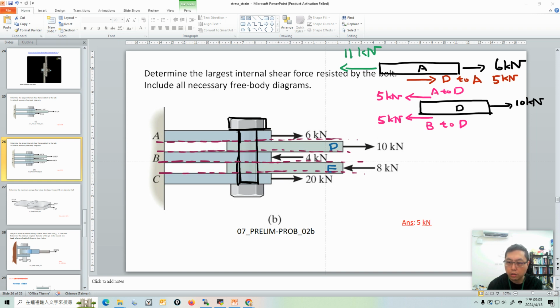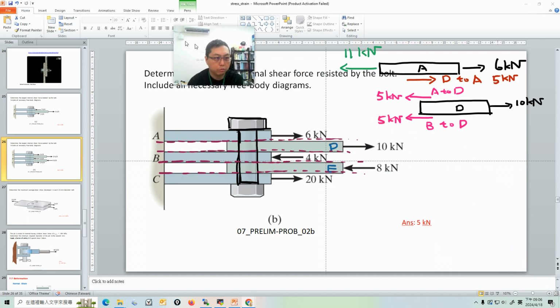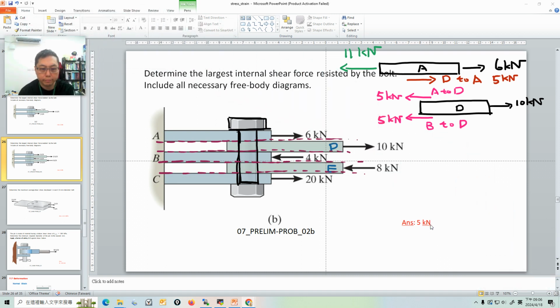Where should I put E? Okay, maybe move it to here. Okay, let's start from this E first.